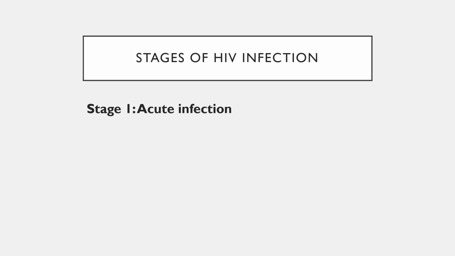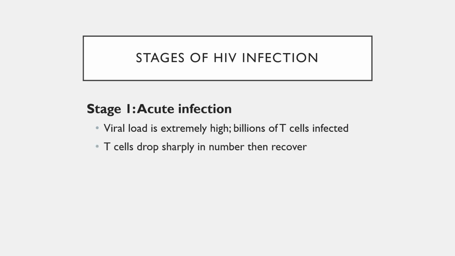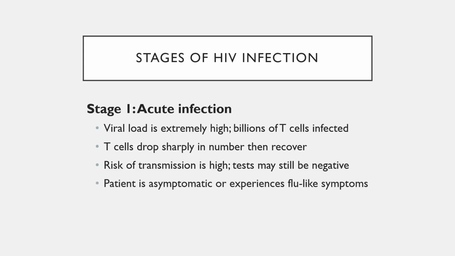Stage 1 is the acute infection stage. After a person is exposed to HIV, their viral load is extremely high. Billions of their T cells become infected, which causes a sharp drop in their T cell count, but then it recovers. During this time, risk of transmission is high because the viral load is so high. However, tests may still come back negative. A patient is asymptomatic or may experience temporary flu-like symptoms during this stage. It occurs 1 to 4 weeks after infection and lasts only 1 to 2 weeks.